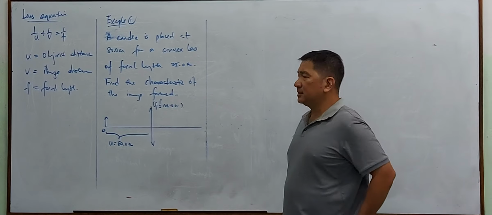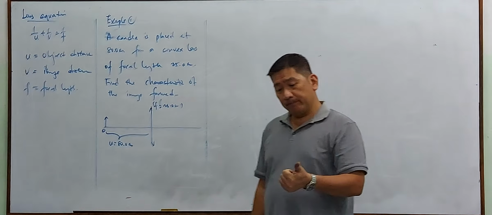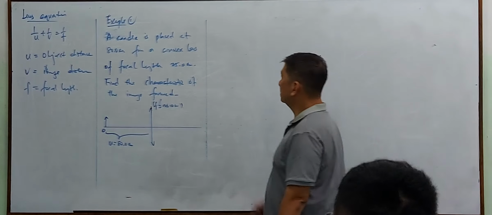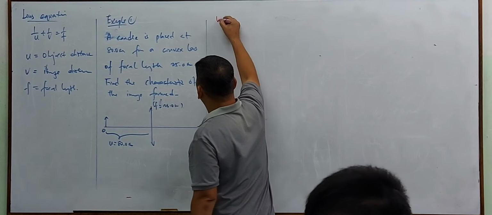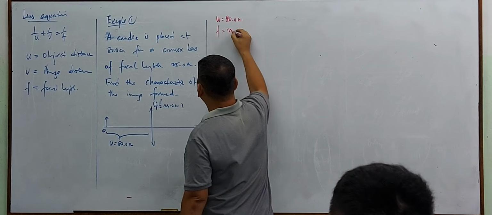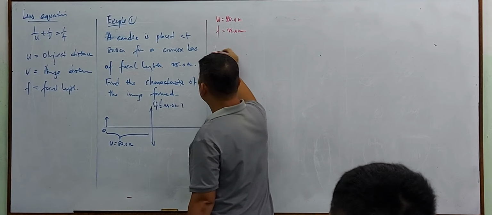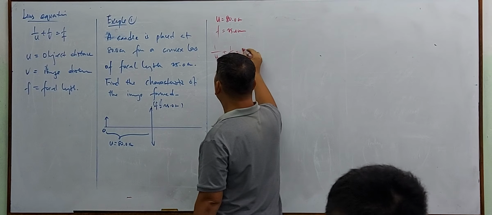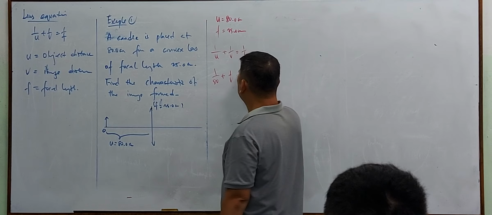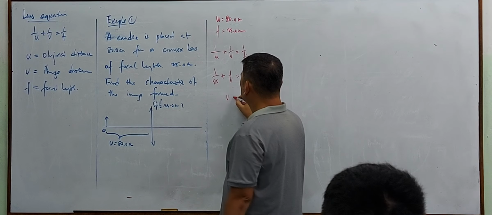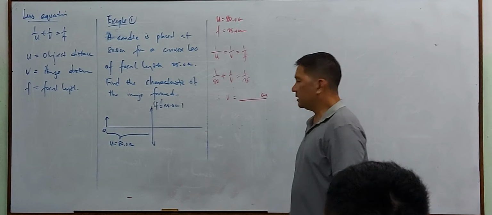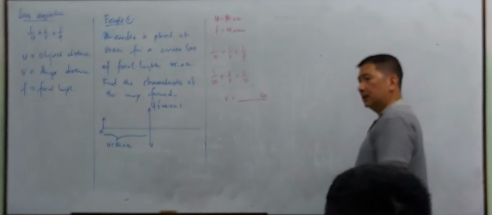To find the characteristic, we have to tell whether it is real, upright or inverted, and whether it is diminished or enlarged. So the solution is here. First, list down what you are given. 80 centimeters, focal length is 25 centimeters. So we use the lens equation to solve the V value. 1 over 80 plus 1 over V equal to 1 over 25. Someone calculate the V value. This one definitely is positive.